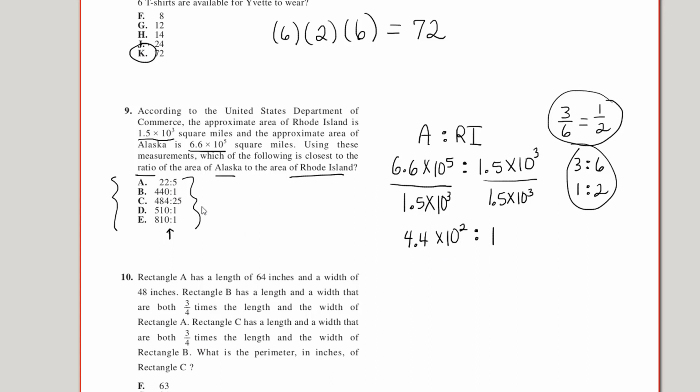Now, again, our answers are not in scientific notation, but we can convert this 4.4 from scientific notation into a standard form of a number. Remember, 10 to the second means that we move the decimal point 2 places to the right. So we're going to add a 0 here on the end. That will make it 440 to 1, and that is answer choice B. Depending on your calculator, it may have given you this as the answer, or you may have had to do the conversion.